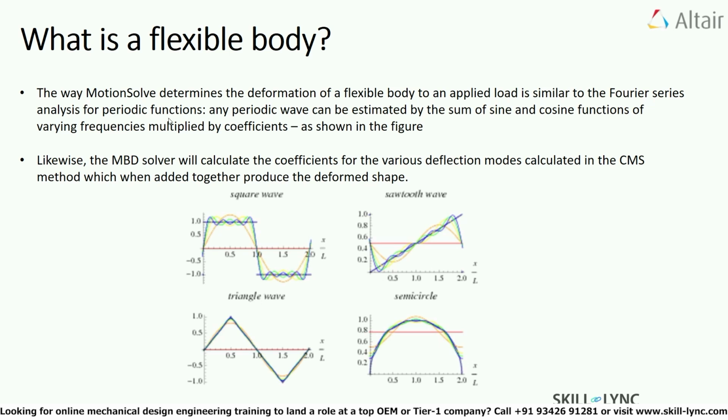Now coming to the meaning of periodic functions. A periodic function is a function returning to the same value at regular intervals. It can be estimated by the sum of sine and cosine functions of varying frequencies that are multiplied by coefficients, illustrated in the figure shown in this slide. So this is a square wave, sawtooth wave, triangle wave, and a semicircle wave. All these can be considered as examples of periodic functions.